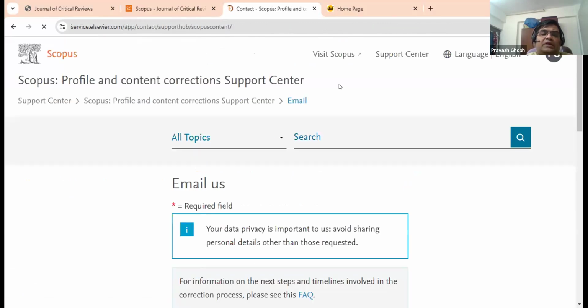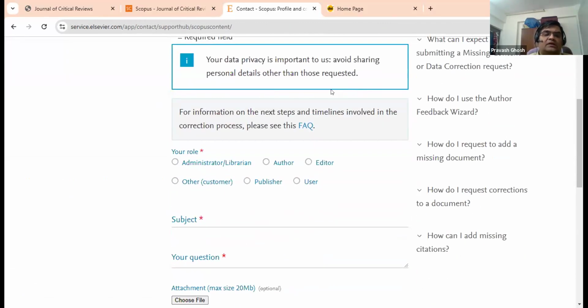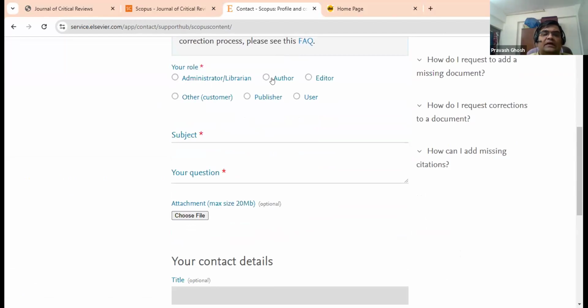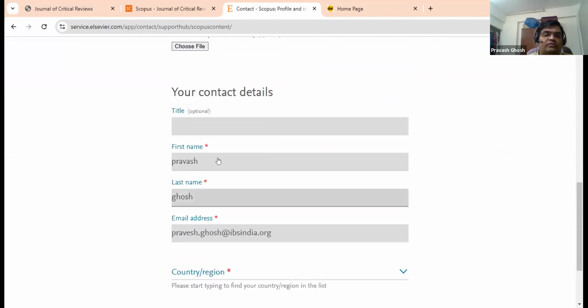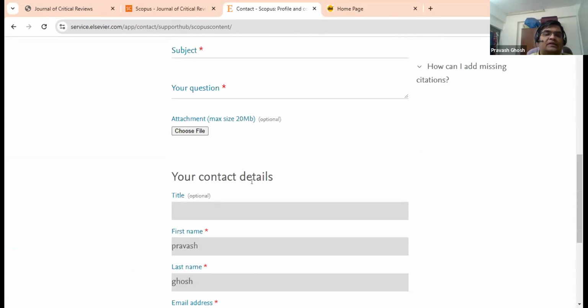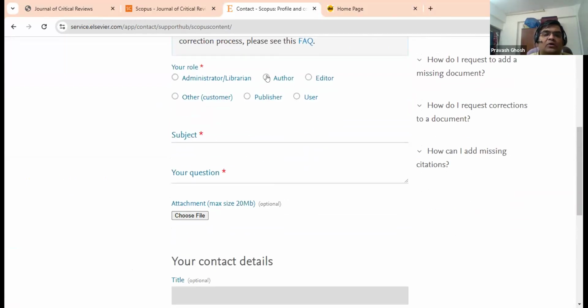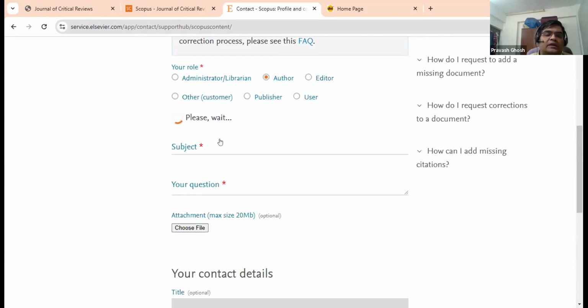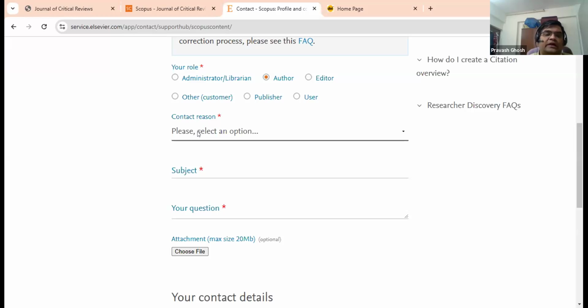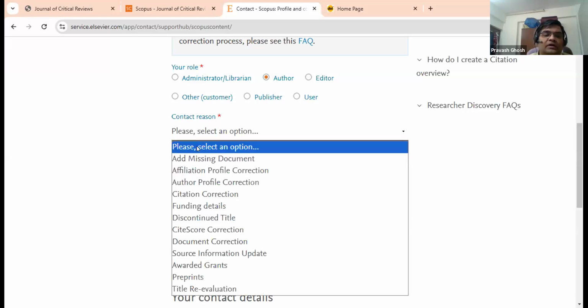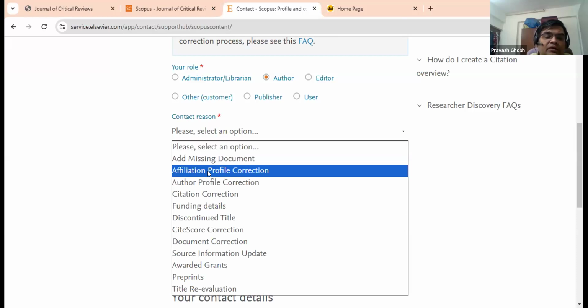So you can directly write to Scopus. I have written and they will reply. You can see here, you can just say that I am an author. This is the subject, this is the question: whether such and such journal is indexed. So you have to pick the question from here, right? I am an author. Then they will ask for the subject, the contact reason. You can give missing article, journal checking, you can give this.